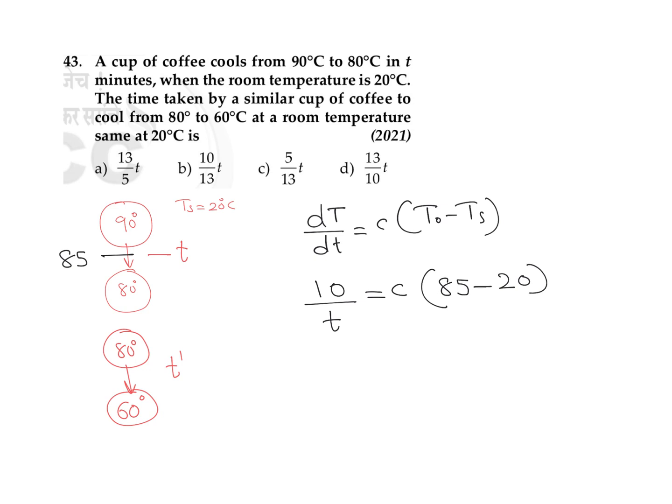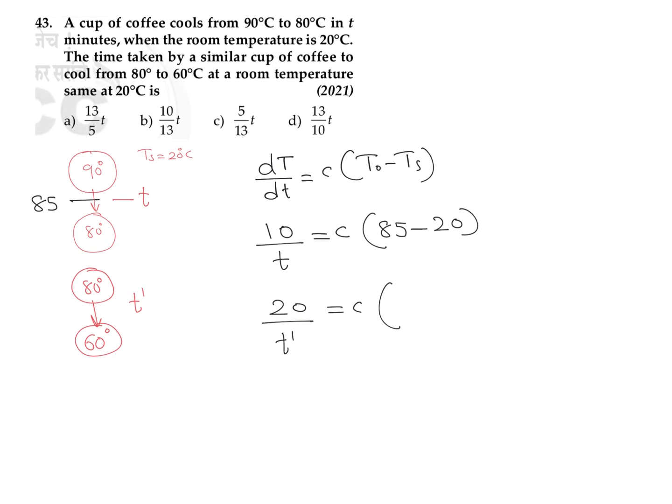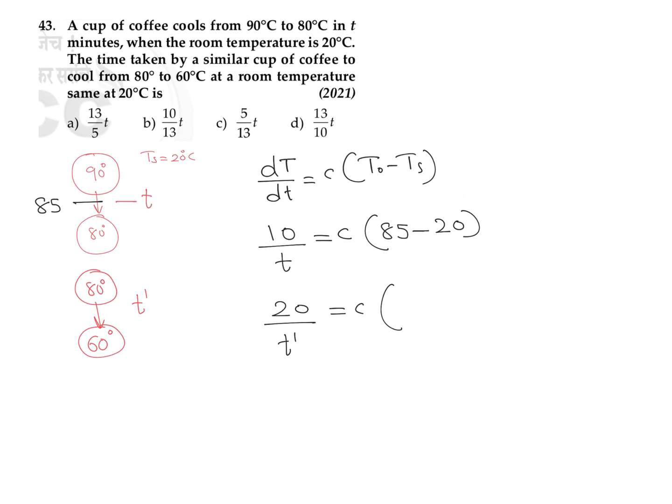Now in the second situation, if we apply the same equation, instead of dT we write the change from 80 to 60, so the change in temperature is 20. The time taken is t dash, equal to a constant into the temperature of the object. Again we go for the average value. From 80 to 60 the average value is 70, so we write 70 minus 20.